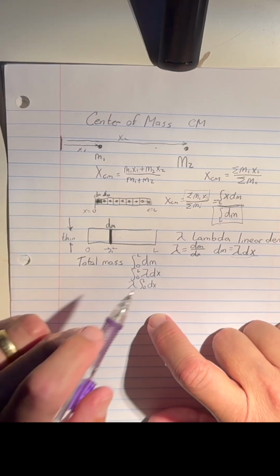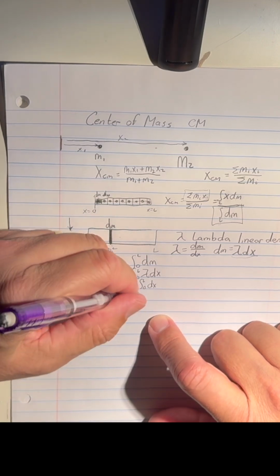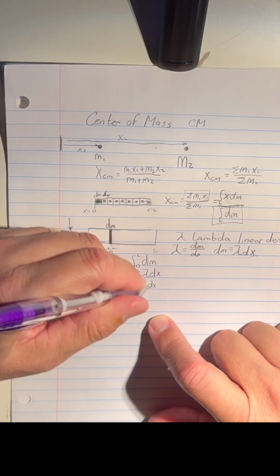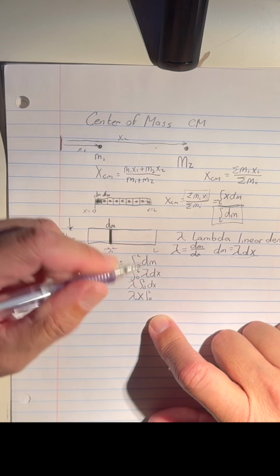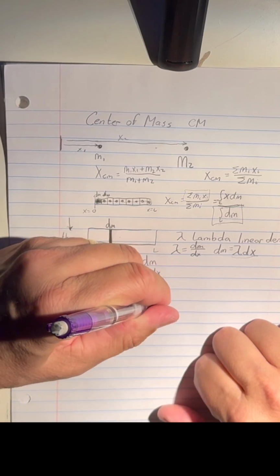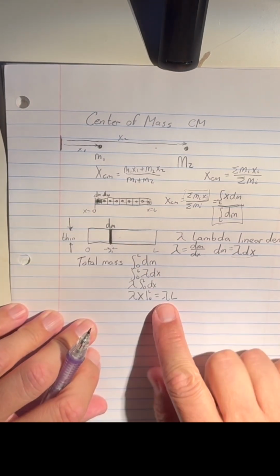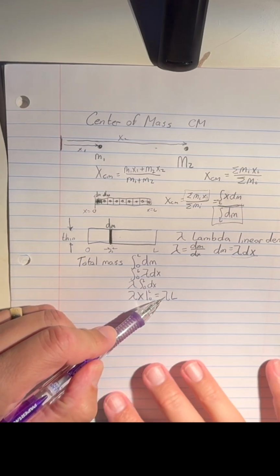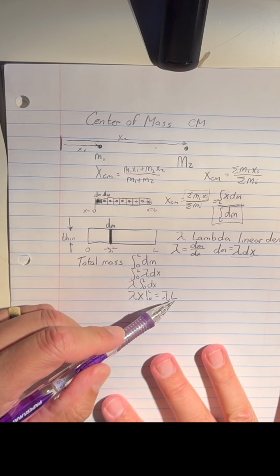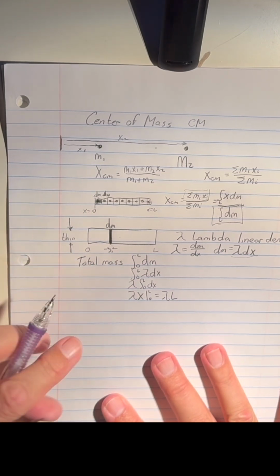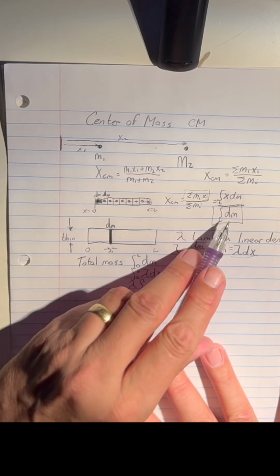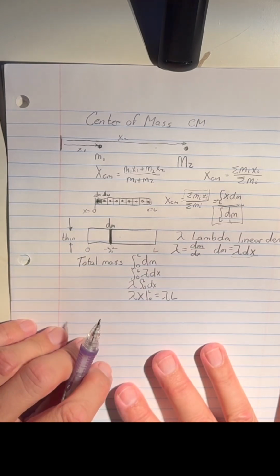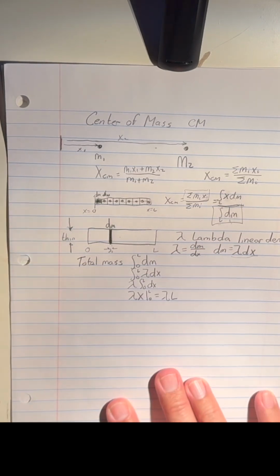Okay? So we integrate that and we get lambda x evaluated from 0 to L, and this ends up being lambda times L. Kind of a no duh here, right? Because if the linear density is how much mass per unit length, and we multiply it by the length, we get the total mass. So there's the denominator of our center of mass expression. Now let's find the numerator.